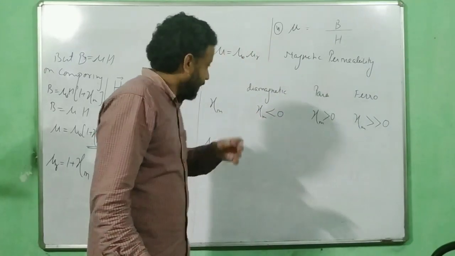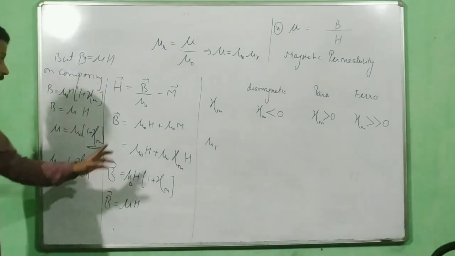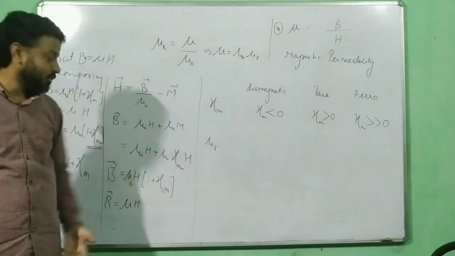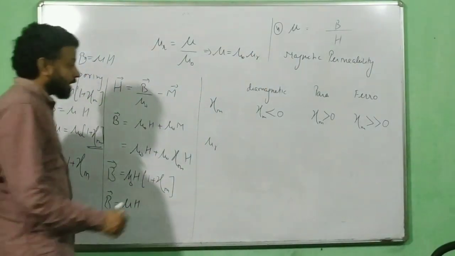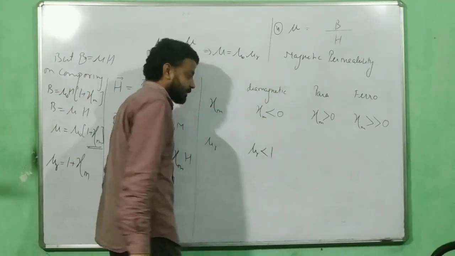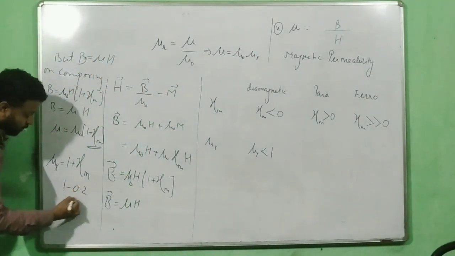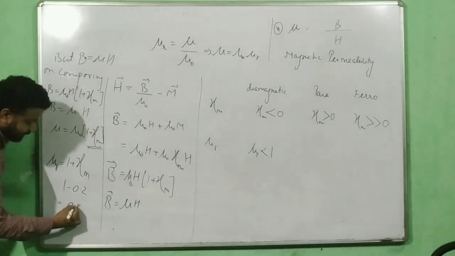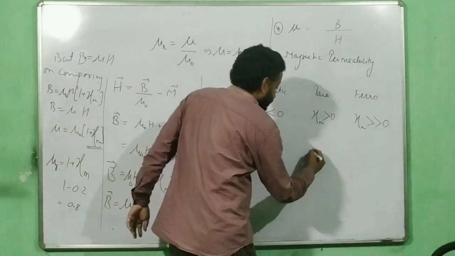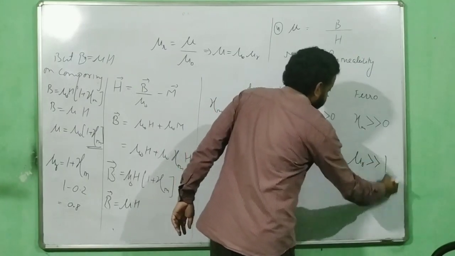Now this is the catch. It's called 1 plus xi m. Remember xi m for dia is less than 0, like negative 0.1, negative 0.2. Just imagine xi m as minus 0.2. What will you get? You will get 0.8. So mu r is less than 1 for dia, mu r is greater than 1 for para, and mu r is very, very much greater than 1 for ferro.